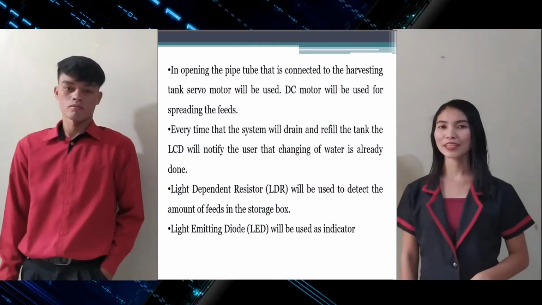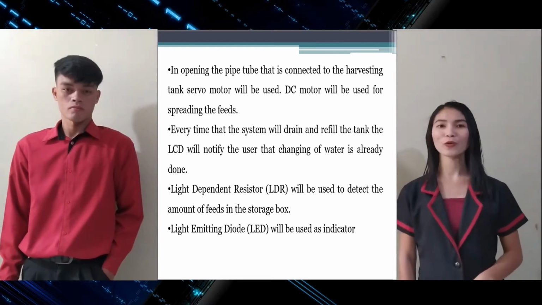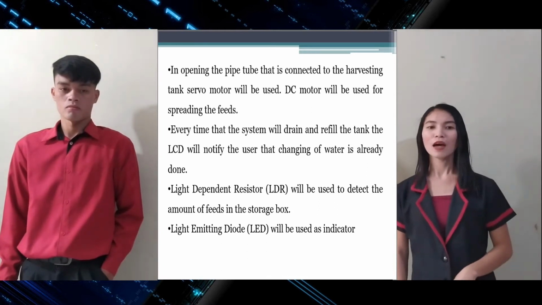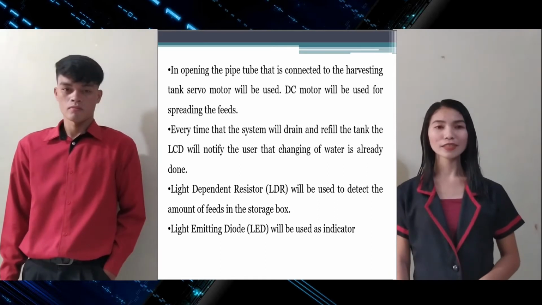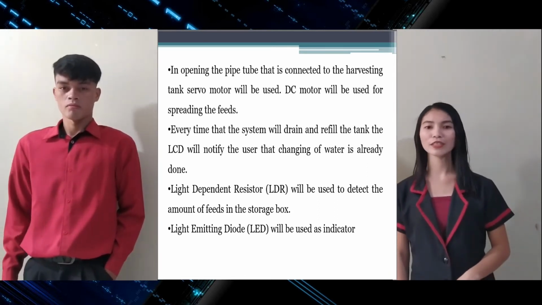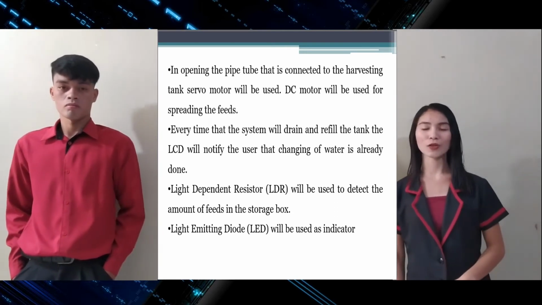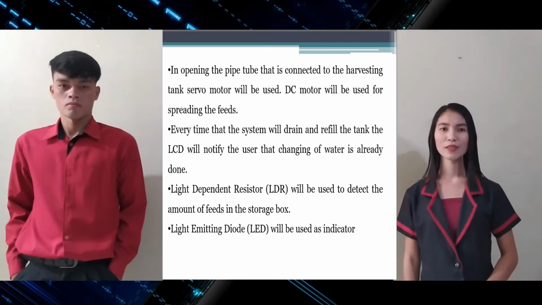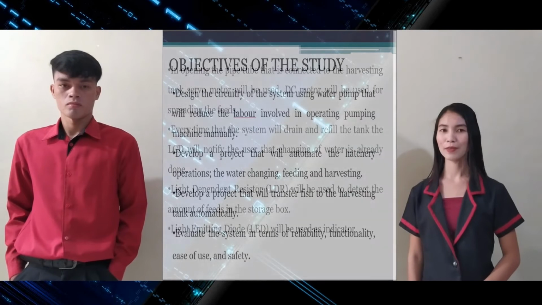In opening the pipe chute that is connected to the harvesting tank, servo will be used. DC motor will be used to spread the fish. Every time the system will drain and refill the tank, the LCD will notify the user that the changing of water is already done. Light-dependent resistor will be used to detect the amount of feeds in the storage box. Light-emitting diode will be used as indicator.